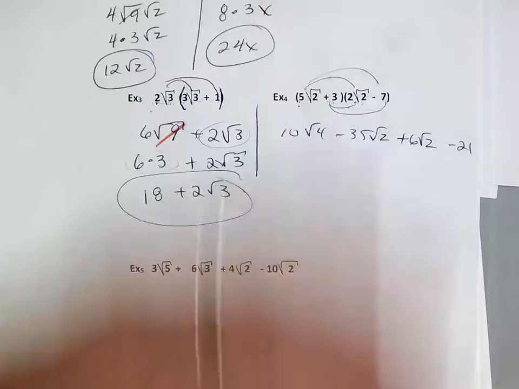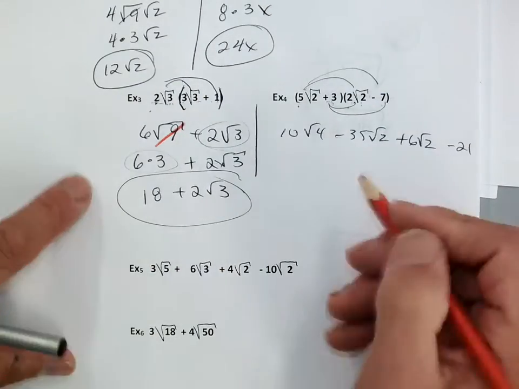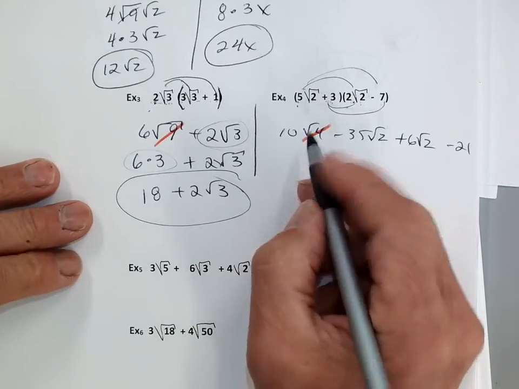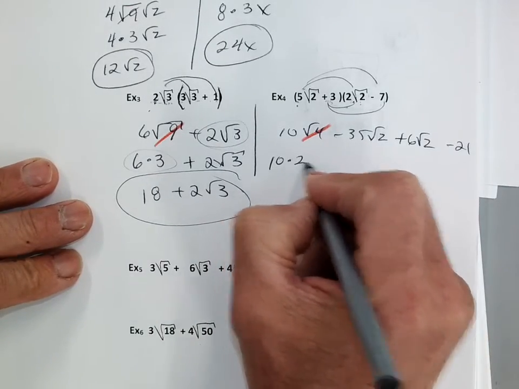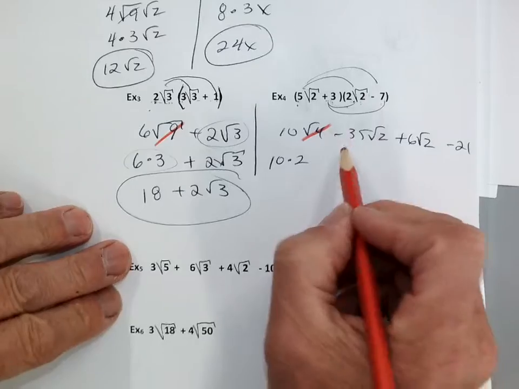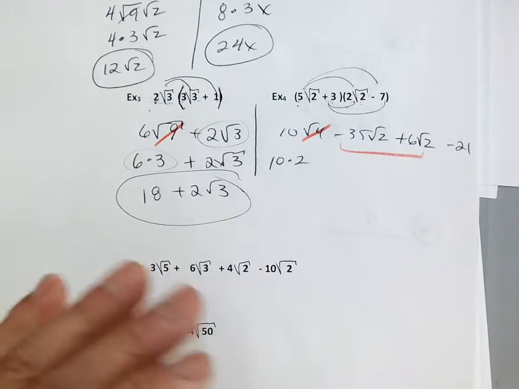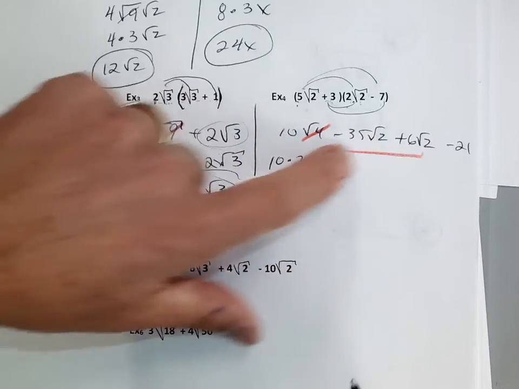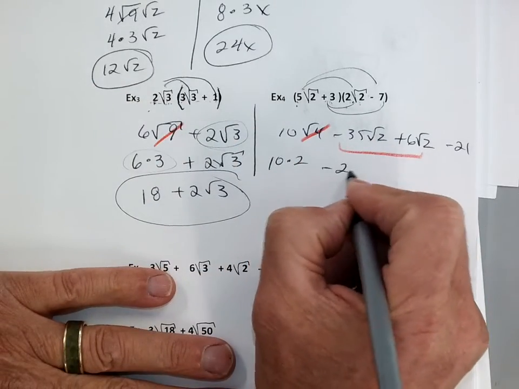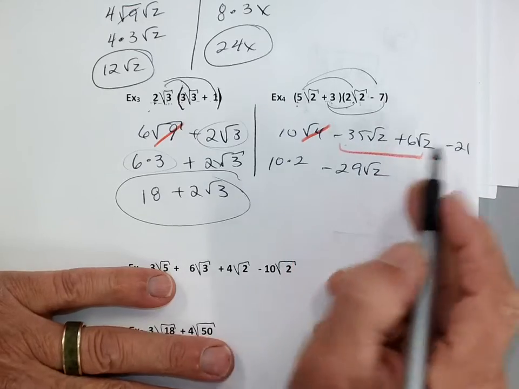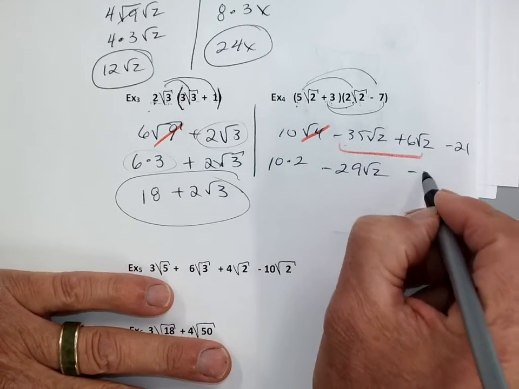Okay, now, what can I do? Well, there's a bunch of things I can do. So first of all, I know the square root of 4 is 2. So I get 10 times 2, and I can combine these two. If I go a negative 35 and a positive 6, it has to be a negative 29. These are the same, so you can add them. Negative 29 square roots of 2, right? So I just combine them. Negative 35, positive 6. And then I'll bring down my negative 21, okay?